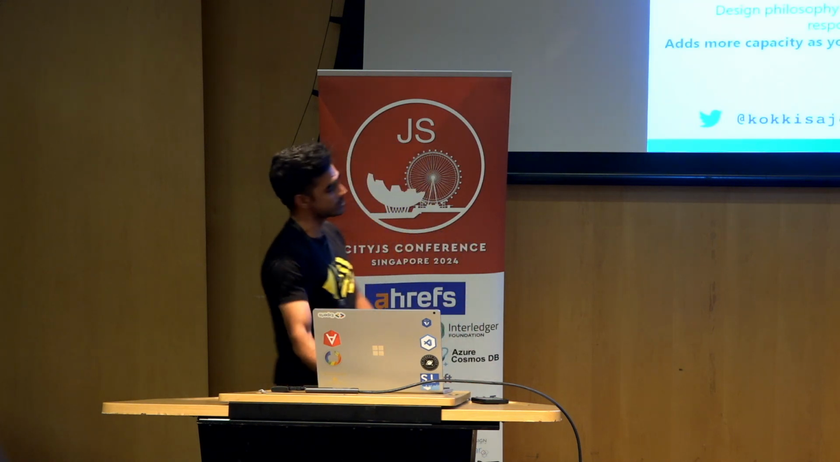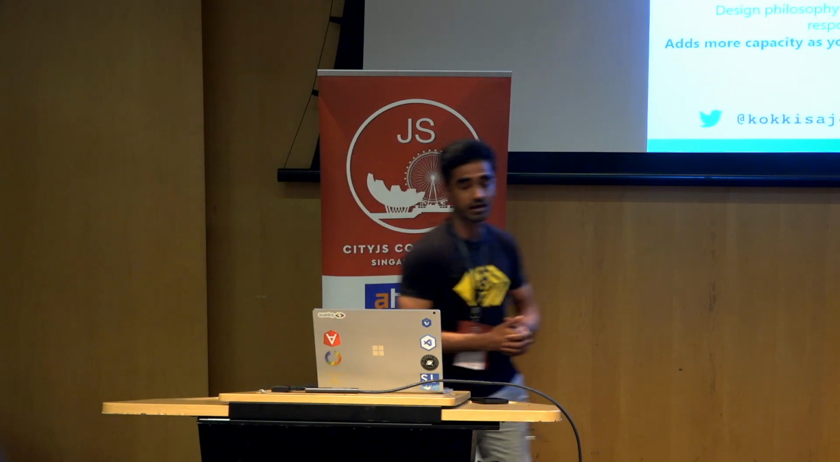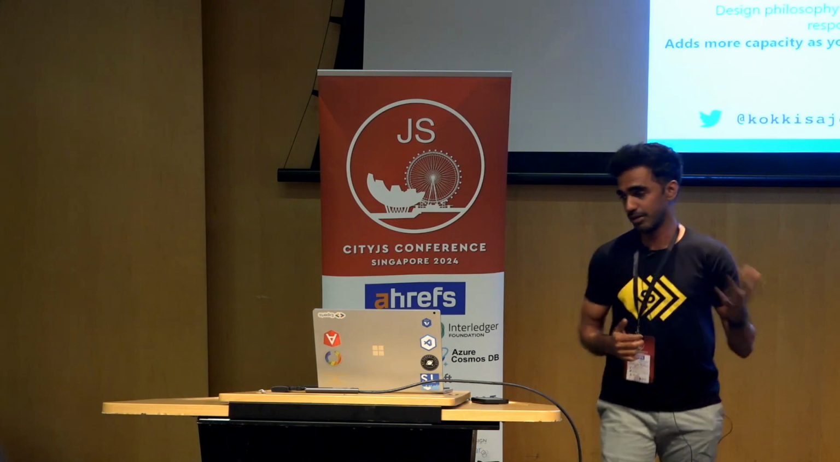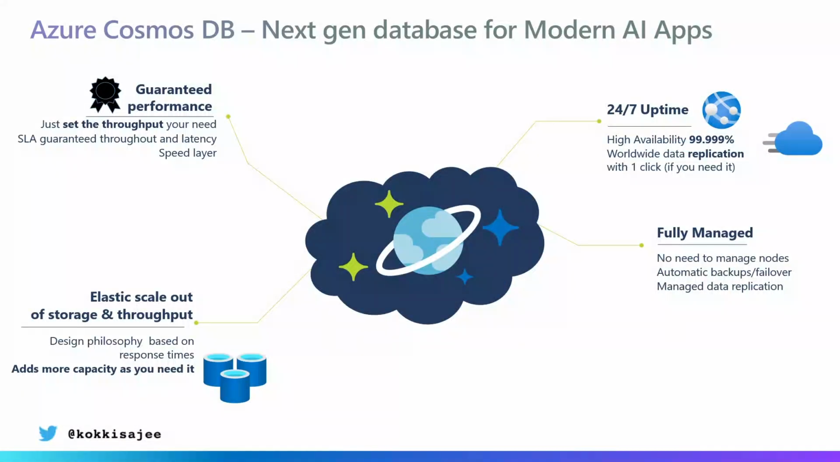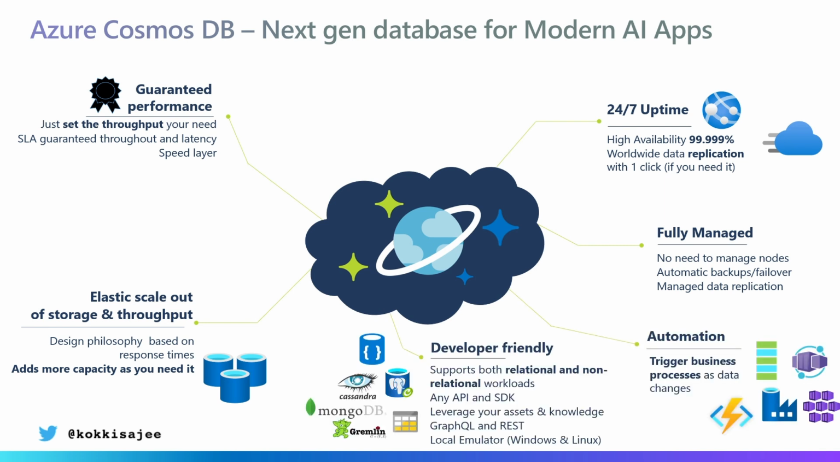Yeah, and in terms of guaranteed performance, we provide SLAs for you, for the number of reads and writes you do as well. So we provide 1 millisecond when you read the data from the region you are accessing it from through the SDKs. And when it comes to developer friendly, since this is a JavaScript conference, as a JavaScript developer, we typically deal with JSON data, right? Cosmos DB stores the data in the JSON format. And also, we provide SDKs to access your data whenever you need.